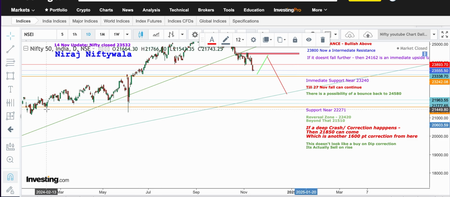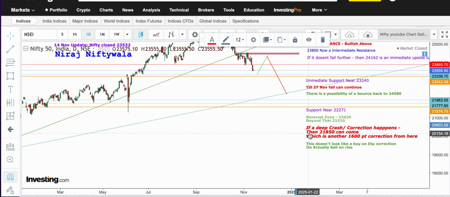This level has taken a support once earlier, that is on 14th Feb 2024. It has taken support once again over here. I am assuming it will take a support over here for the third time in this zone. This is a deep crash or a correction scenario.